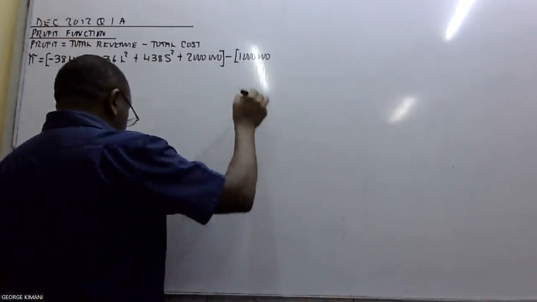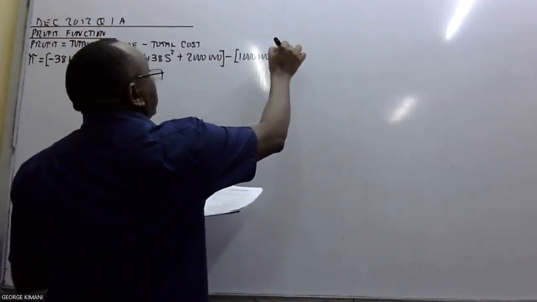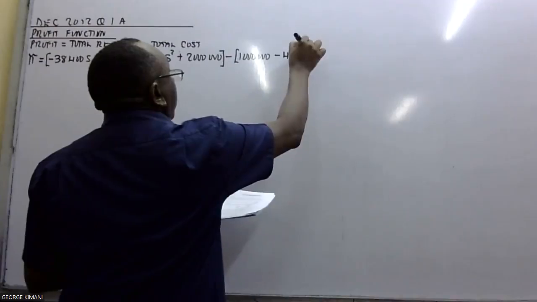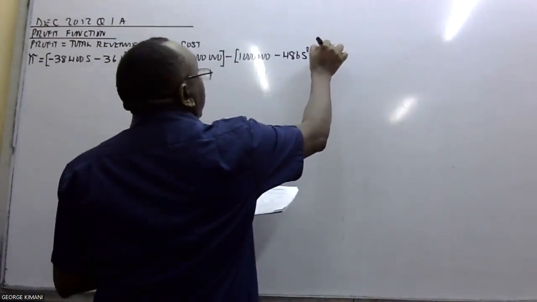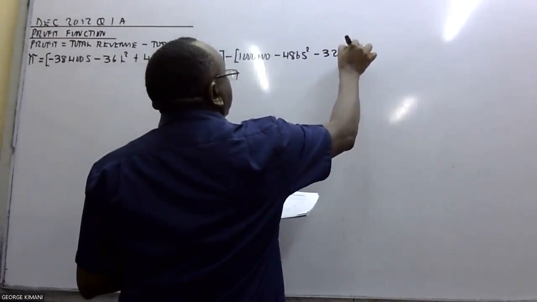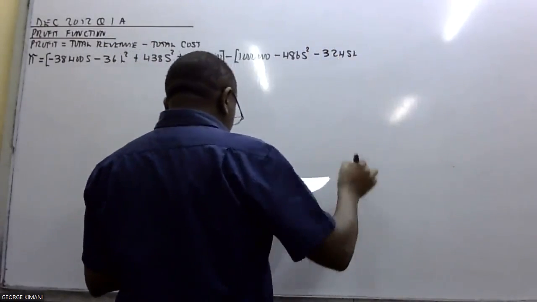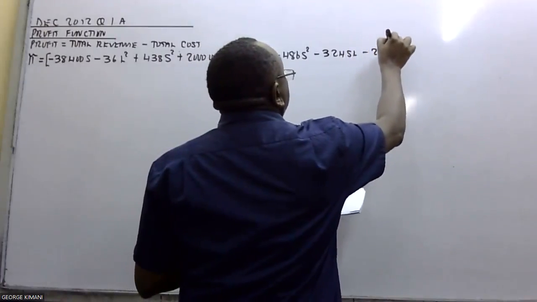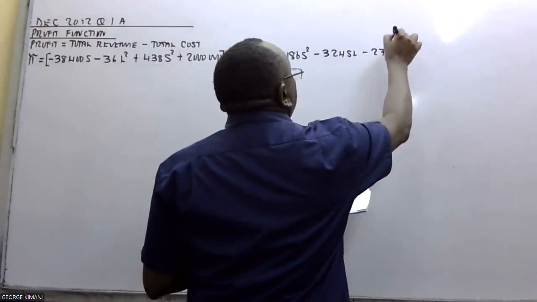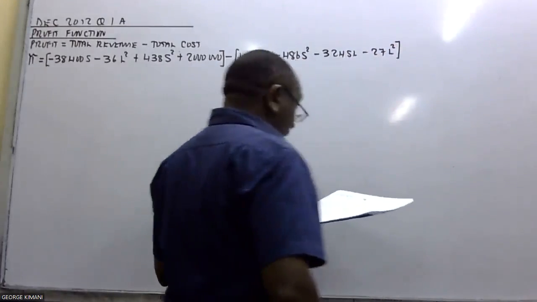1 million minus 486S squared minus 324SL minus 27L squared.